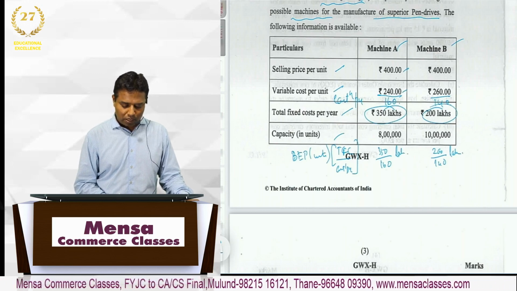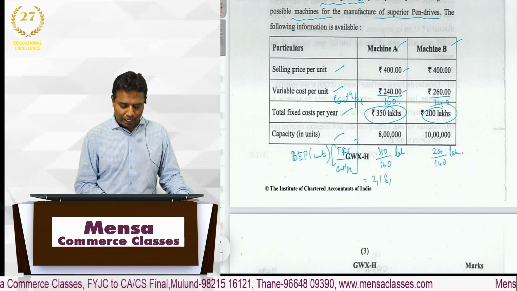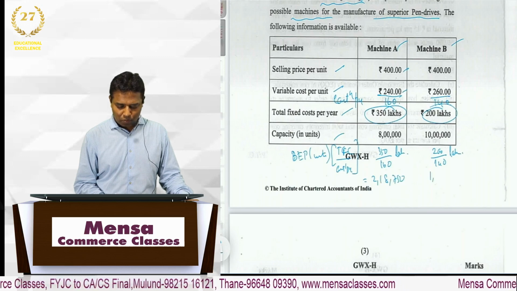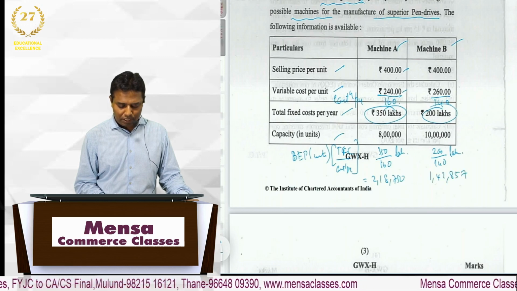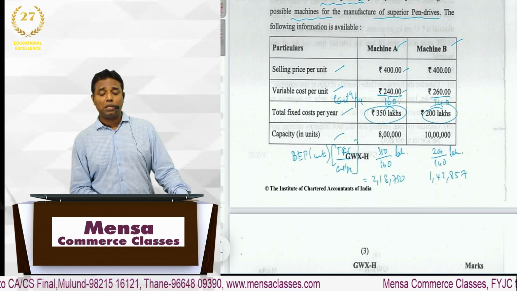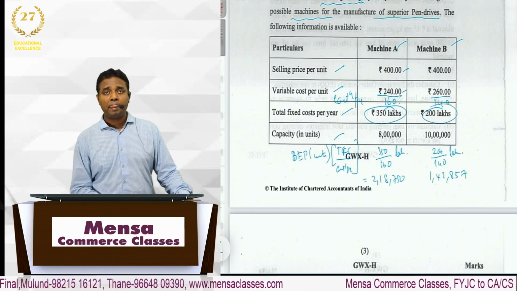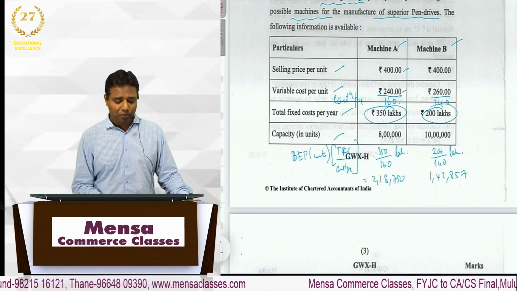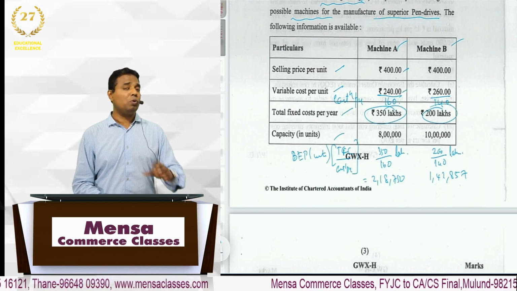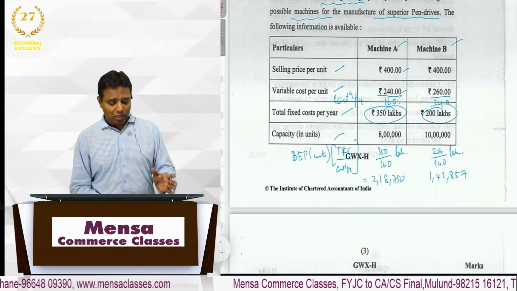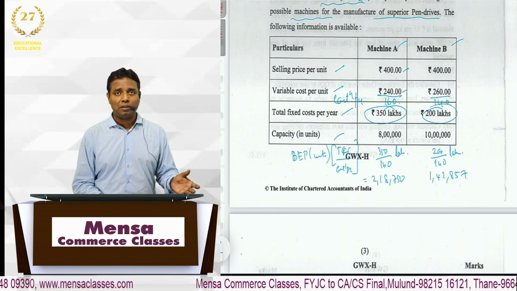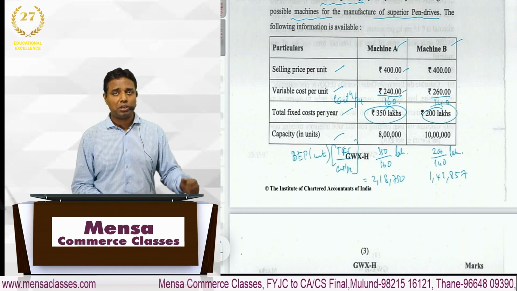So the answer will come to 2,18,750 and 1,42,857. So these are the BEP units of machine A and machine B. Correct. So which machine is to be used? We don't know the demand. We only know the capacity. What is the demand? That's not given for sub question number 1.